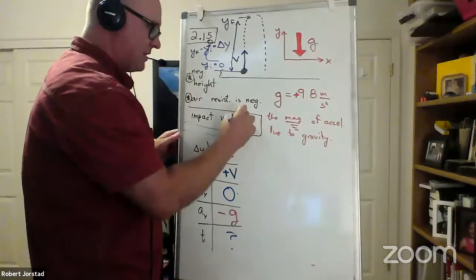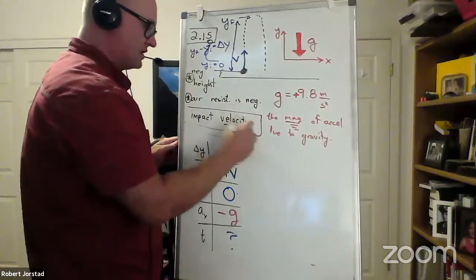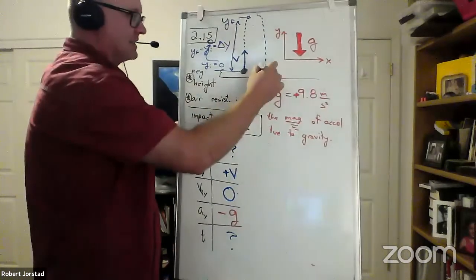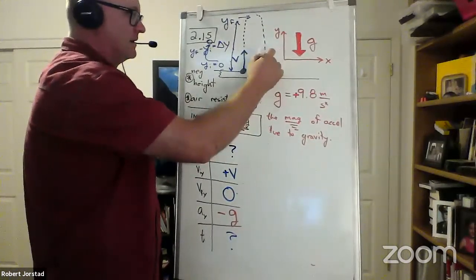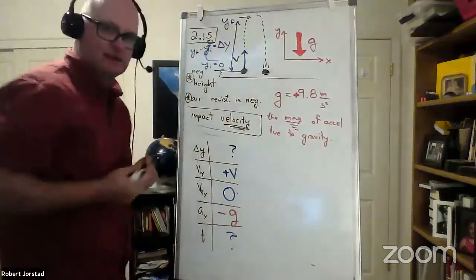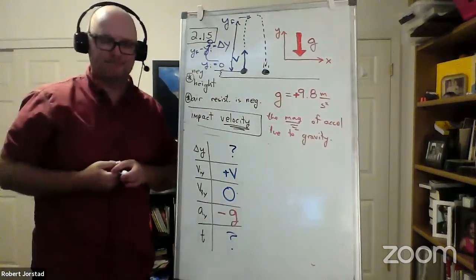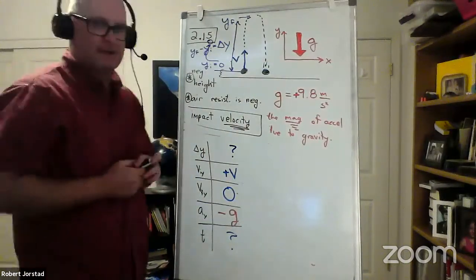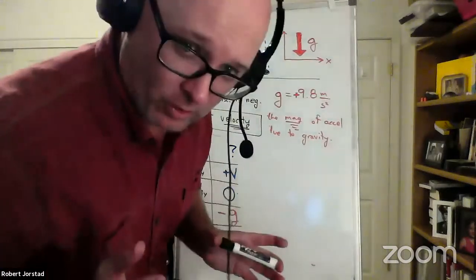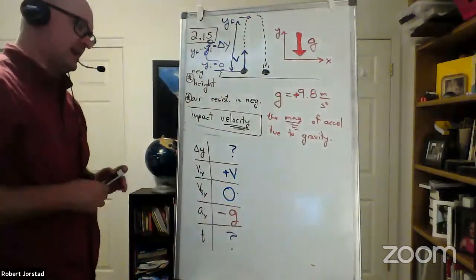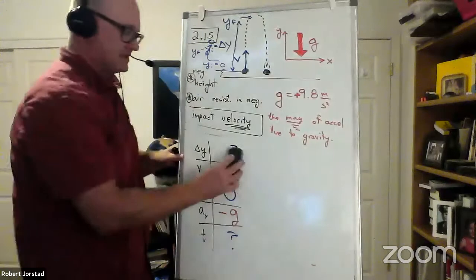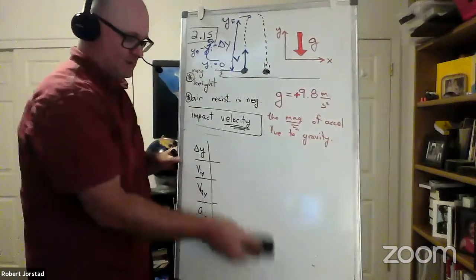So this is something you have to watch out for in a physics question. Impact velocity is the speed right before impact. And notice I said right before impact. The idea is, this is all wrong now. Let's fix that up.